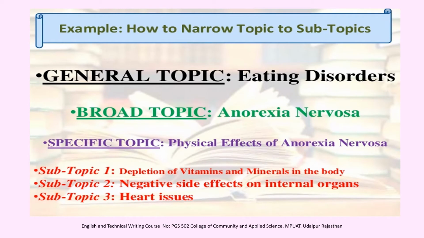Now, how to narrow topics to subtopics, which is very important. When you narrow down the topic of the research, again you have to narrow down the topic to subtopics. For example, the general topic may be eating disorders. The broad topic will be anorexia nervosa. In that, the specific topic will be the physical effects of anorexia nervosa. Now, in that, the subtopics will be: first, depletion of vitamins and minerals in the body; second, negative side effects on internal organs; and third, heart diseases. So you can again narrow down your topic into different subtopics. Then it will give you specific results.